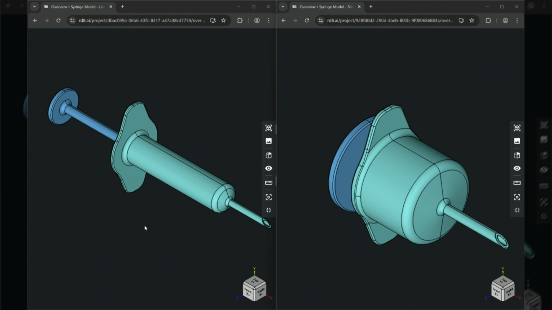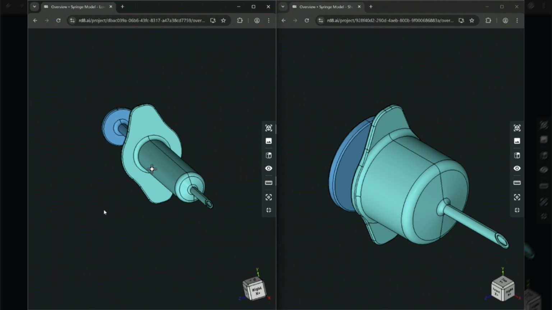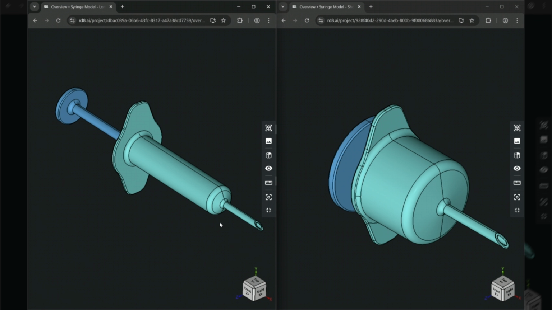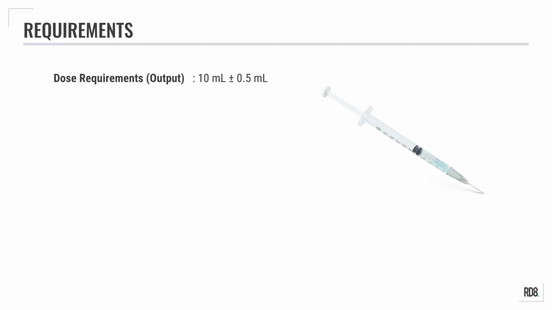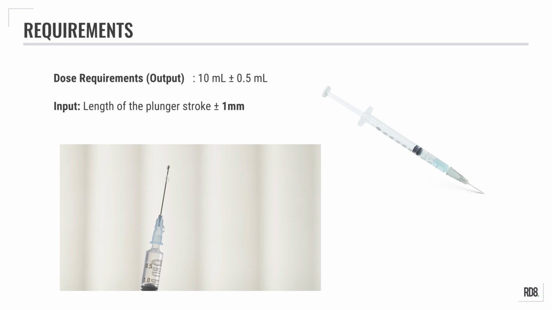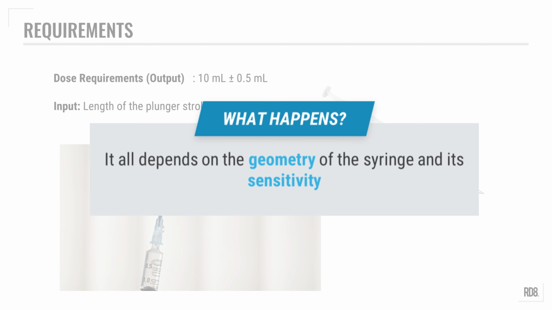Now, let's go back to our syringe example. Which design is less sensitive to variation in the plunger stroke? Imagine the dose you need is 10 milliliters, and we want it accurate within half a milliliter to make sure you get the right amount. But here's the challenge. The person injecting isn't perfectly precise. They might vary by about 1 millimeter in the stroke of the plunger. So what happens then? Well, it all depends on the design of the syringe.